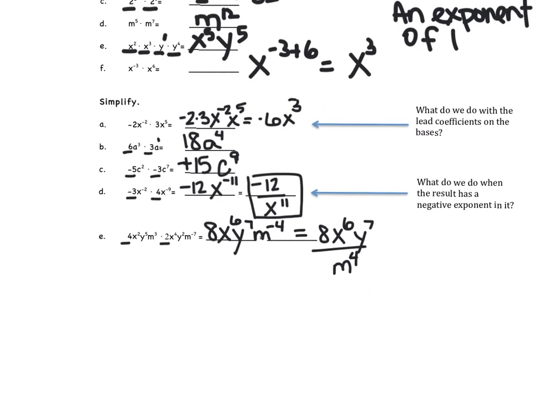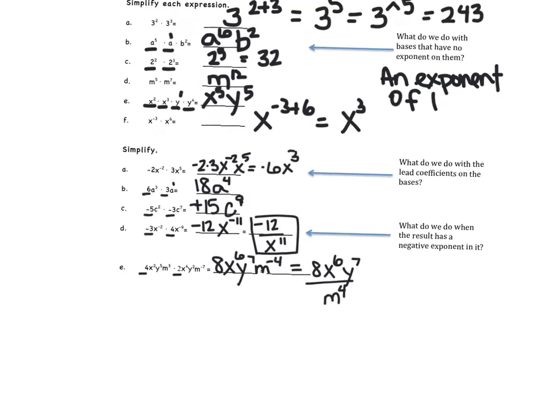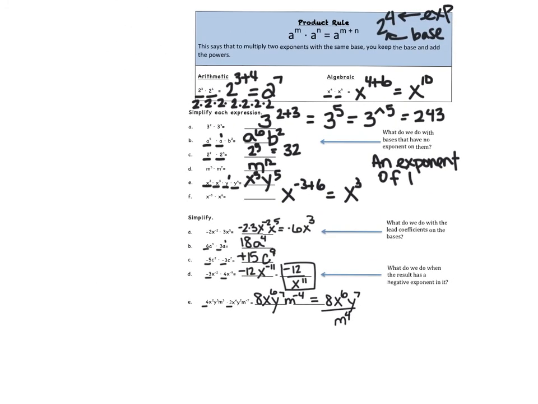So it says over here on the right, what do we do when the result has a negative exponent in it? Remember to simplify by moving that exponent to the opposite side of the fraction bar and changing the sign to a positive for the exponent itself. This completes notes for 7.2. You now want to work on 7.2 practice.